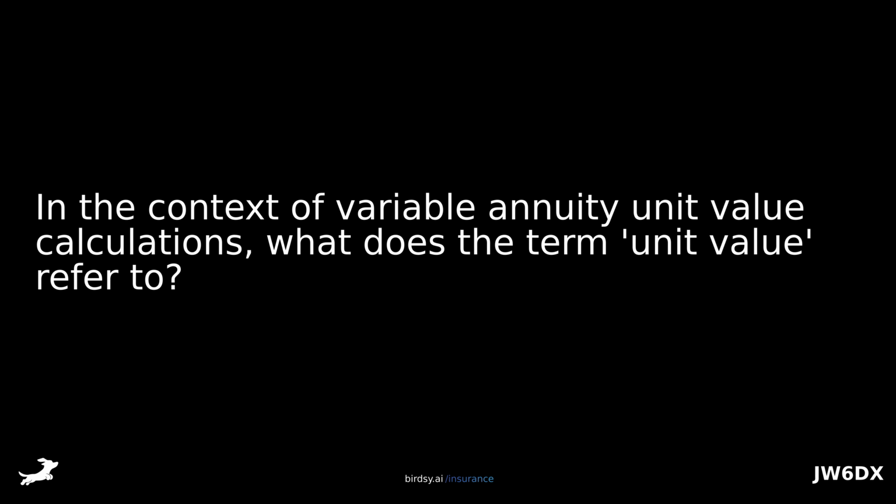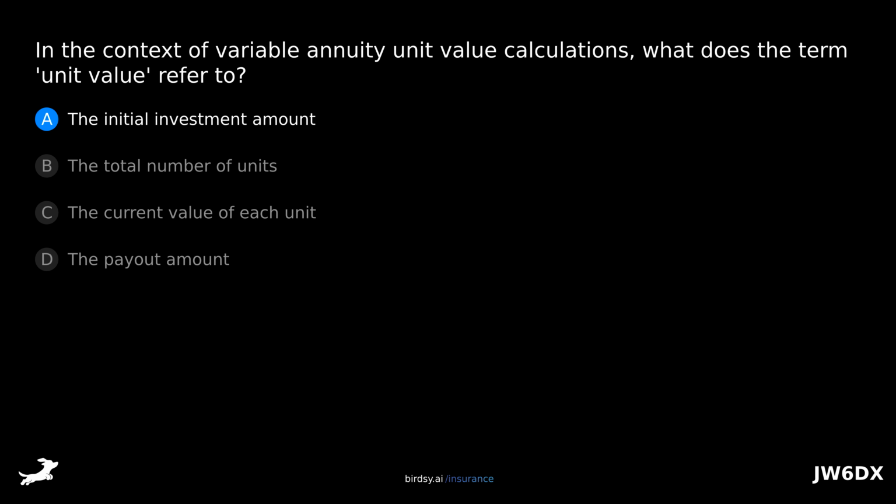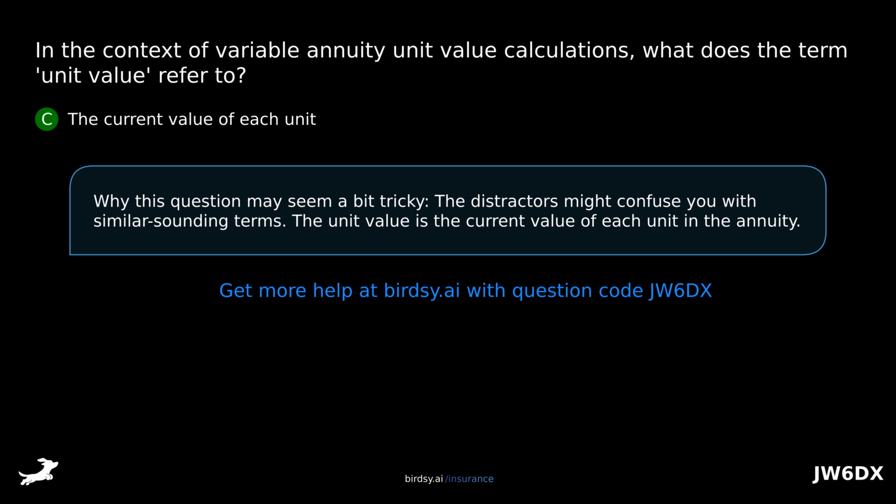In the context of variable annuity unit value calculations, what does the term unit value refer to? Is it A, the initial investment amount, B, the total number of units, C, the current value of each unit, or D, the payout amount? The answer is C, the current value of each unit. Why this question may seem a bit tricky. The distractors might confuse you with similar sounding terms. The unit value is the current value of each unit in the annuity.